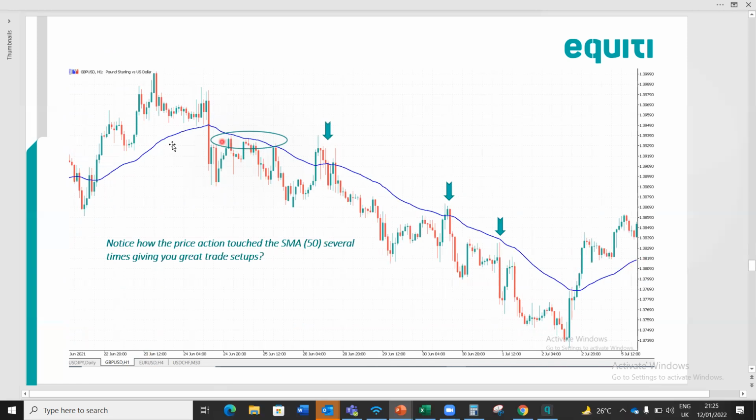All right. So this is the moving average. Once we install the moving average, which everybody has on this chart, we can use it to identify support and resistance. This is the 50 period moving average installed on this chart. Notice how the price action touched the SMA 50, the simple moving average 50. The 50 simply says the period of the simple moving average. Notice how the price action touched it several times, giving you great trade setups.